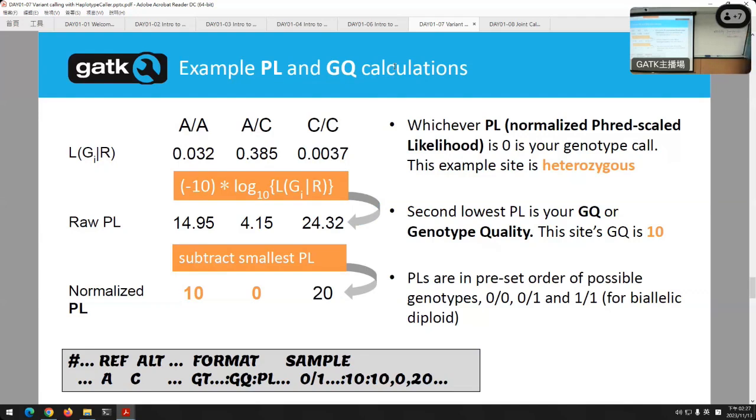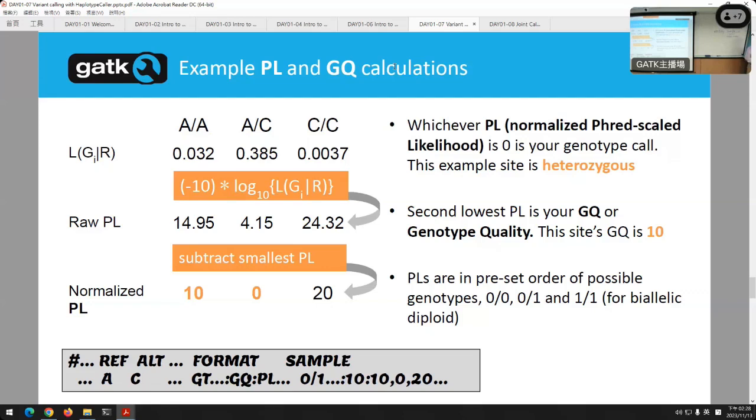Okay, this is pretty complicated. Questions? Yeah. How much genotype quality is acceptable? Great question.